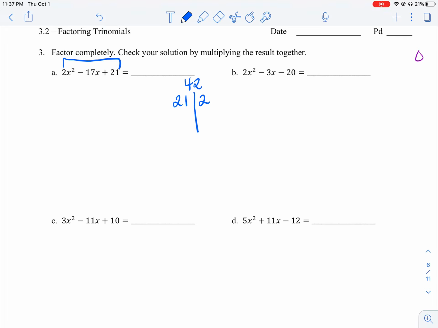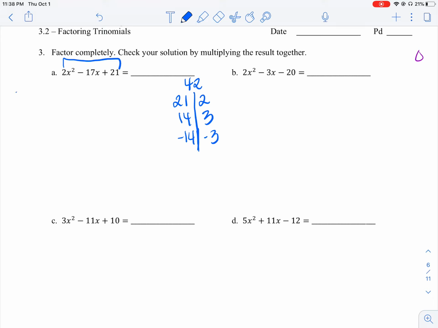What about 14 and 3? Is that a 42? Yeah, that is a 42. But 14 and 3 will not give you negative 17. So why don't we make them both negative? Will that give us negative 17? Yes, it will give us positive 42 and it will give us negative 17.